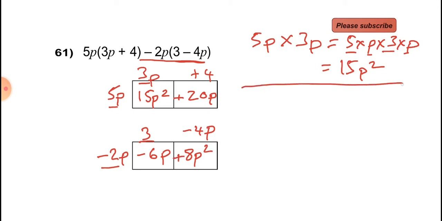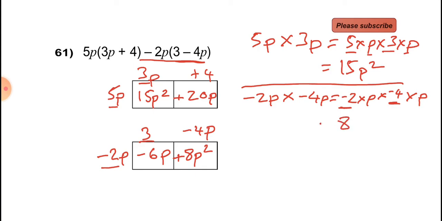So to explain this in a bit more detail, minus 2p times minus 4p is the same as saying minus 2 times p times minus 4 times p. Now minus 2 times minus 4, when you multiply two negative numbers, you get a positive answer. So minus 2 times minus 4 is 8, and then p times p is p square, so it's 8p square.